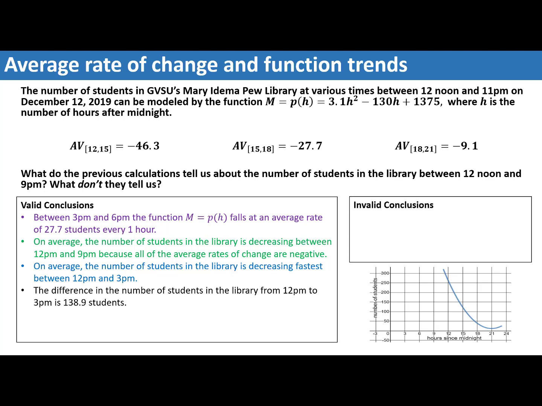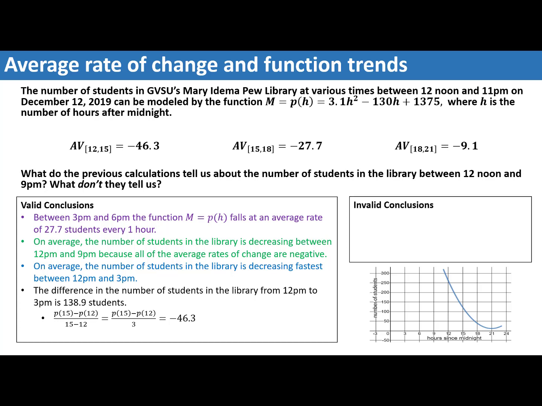All right, the last valid conclusion is a little less obvious, but we could also say that the difference in the number of students in the library from 12 p.m. to 3 p.m. is 138.9 students. And here's how we can determine that. We know that the average rate of change is p of 15 minus p of 12 divided by 15 minus 12.